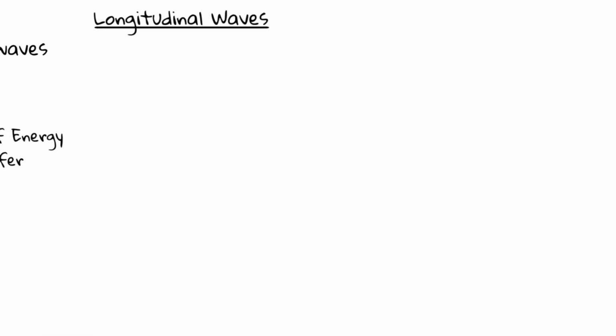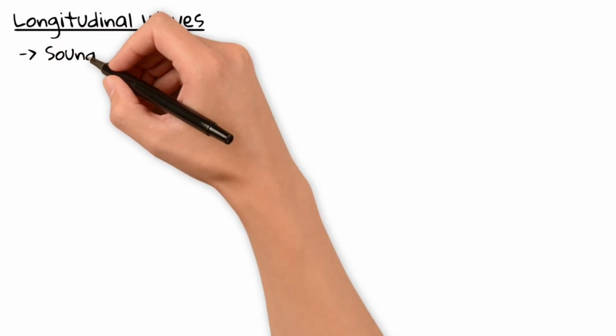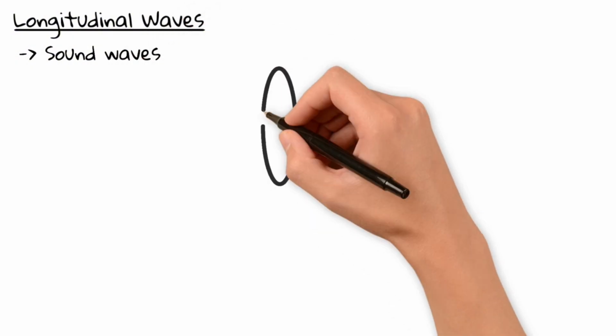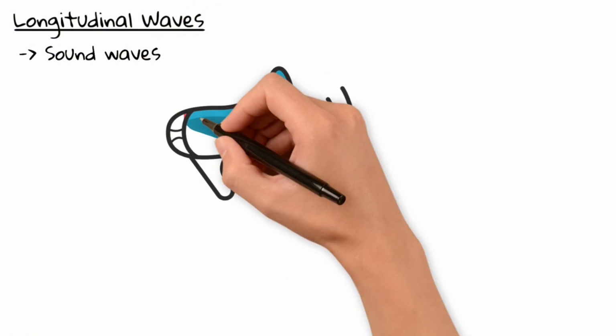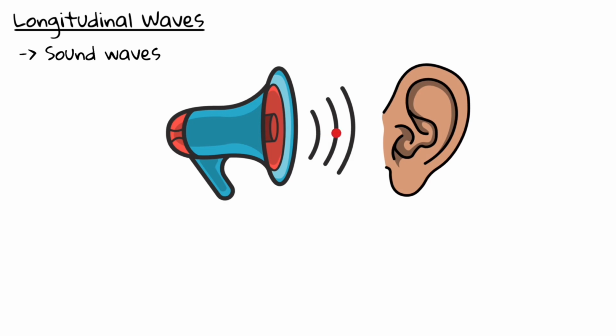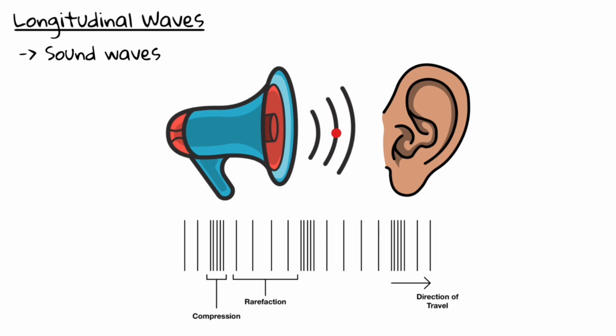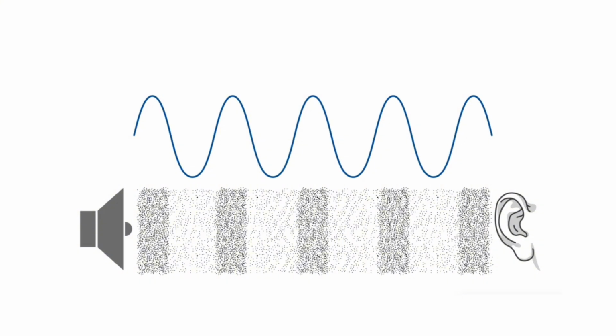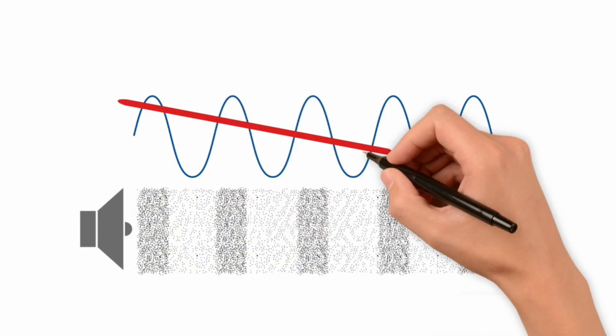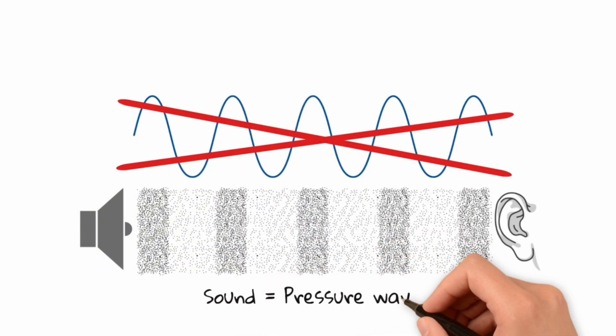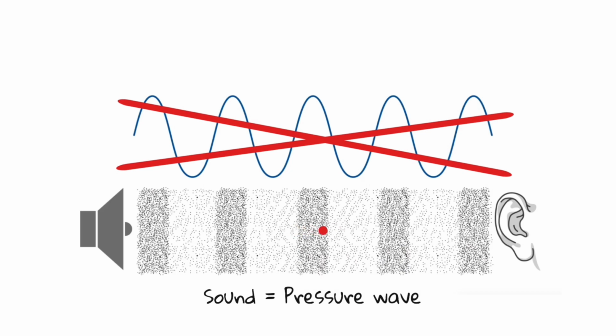But not all waves are transverse. Sound waves are longitudinal. This means the particles vibrate in the same direction as the wave is moving. We see areas of compression and areas of rarefaction. That's how sound travels through air. Although we often draw sound waves as transverse for clarity, remember, sound is a pressure wave, so in reality it's always longitudinal.